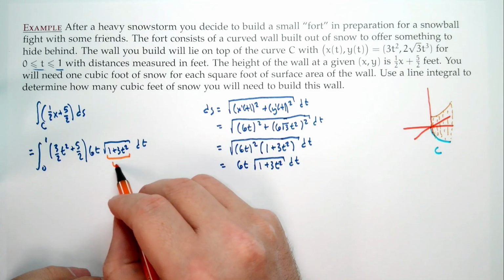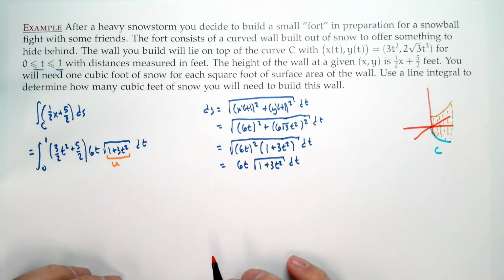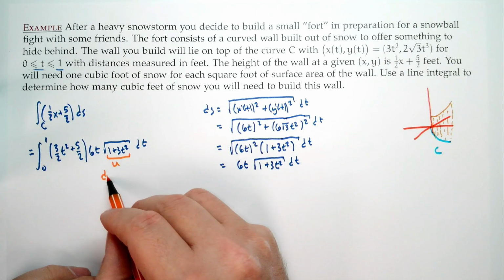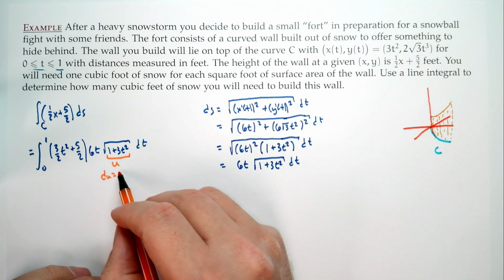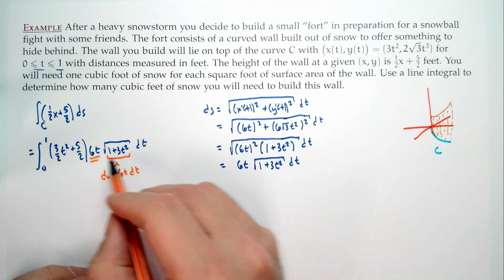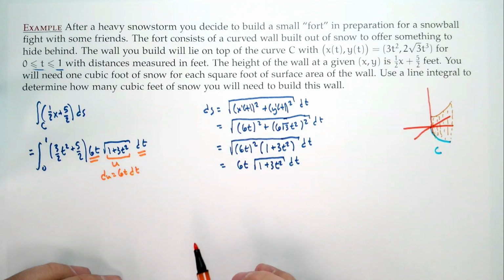Suppose we make u be what's currently inside the square root. Well, what would du be? The derivative would be 6t dt. Very conveniently, we have a 6t dt. All right, so that's good. Now, there is one small catch. Well, there's always got to be one, right?